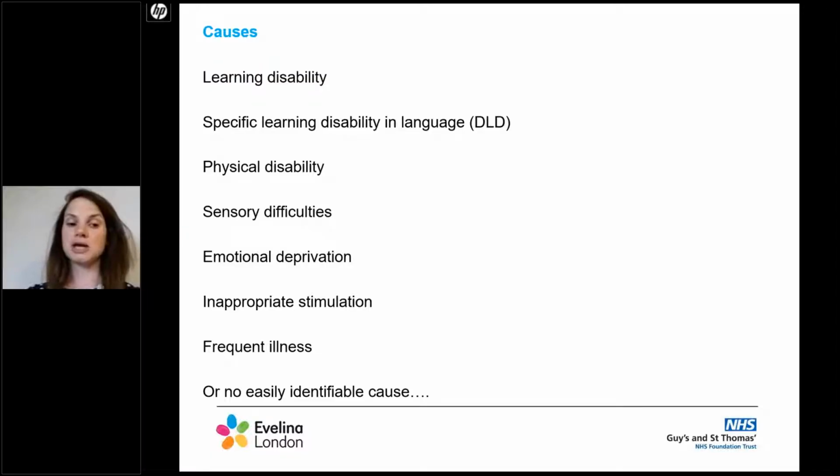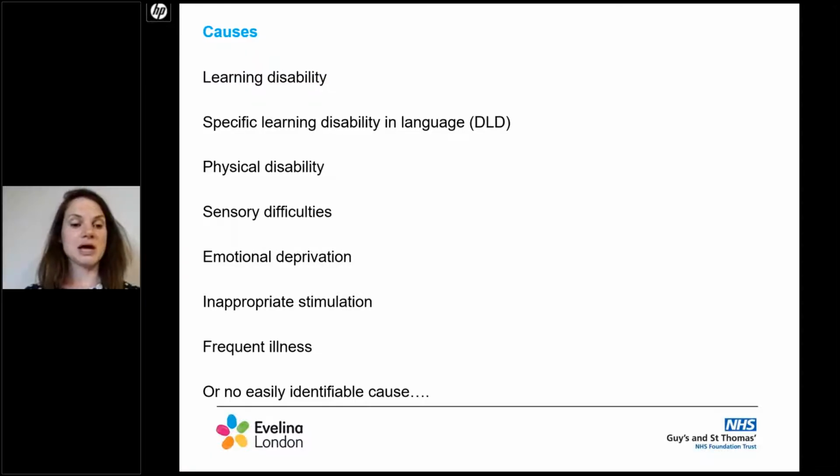Some children's communication difficulties might be linked in with sensory difficulties. So for example, if they've got hearing impairment, that will affect the way that they're able to interact with others. Equally, for children who have a visual impairment, it can be quite difficult for them in the early stages of communication development to learn new words, because the way that we learn about new words is by looking at them and hearing adults saying the words for them at the same time as we're looking at them. So they're not able to see things in their environment that can impact on their vocabulary development.